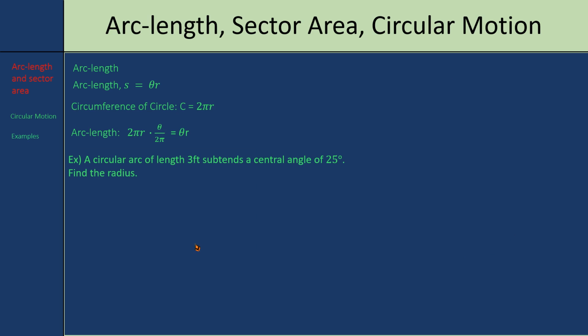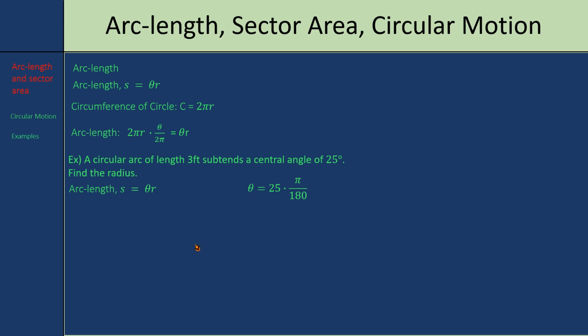All right, another example here. A circular arc of length 3 subtends a central angle of 25. Find the radius. Okay, so you know the arc length is 3, and you know the angle is 25. So you put that into the formula, right? The formula S is equal to theta R. Now, in this case, S is the arc length, which is 3, but I don't know theta, so I have to find theta, which is 25 degrees, and convert that into radians.